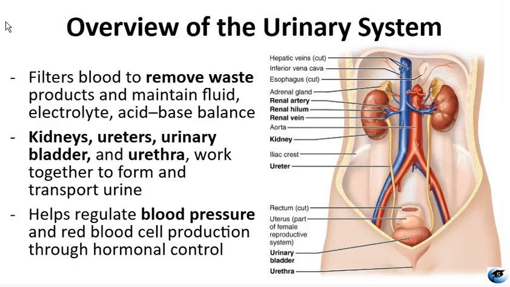In addition to waste removal, the urinary system contributes to other important physiological processes through hormonal mechanisms such as the release of renin and erythropoietin. It helps to regulate blood pressure and stimulates the production of red blood cells in the bone marrow. This means that the urinary system is not only a filter and a drainage network, but is also a key player in maintaining homeostasis and overall health.